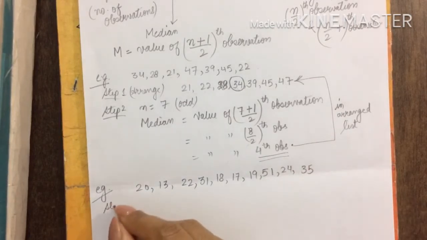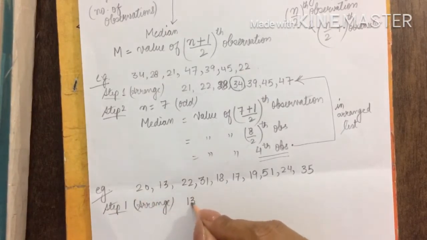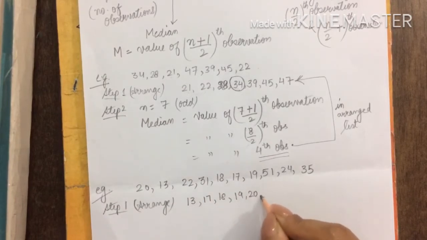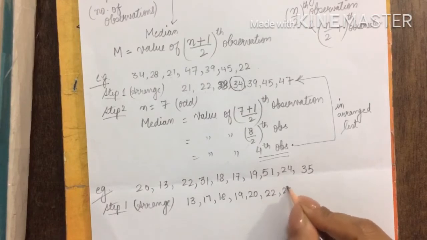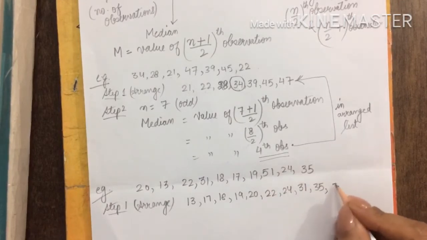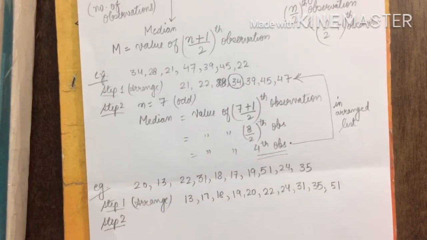Now again, the first step is to arrange. Let's arrange. After arrangement, I will get 13, 17, 18, 19, 20, 22, 24, 31, 35 and 51. So this time I've got 10 observations. So I'll just count 3, 6, 9, 10. 10 observations. So second step is to apply the formula.